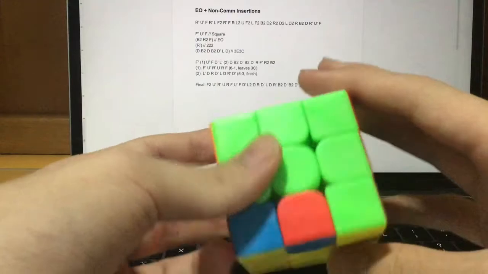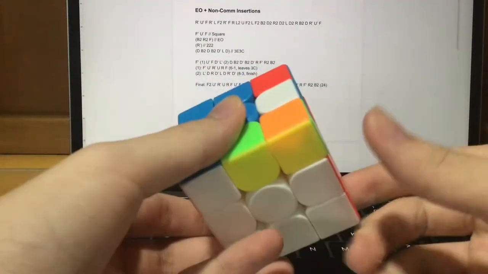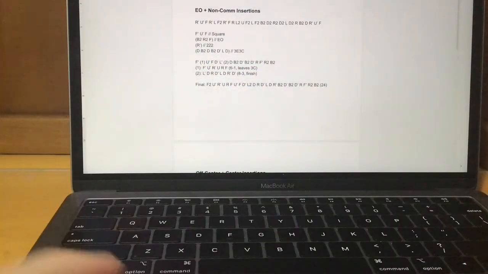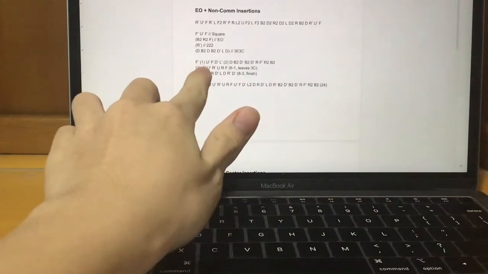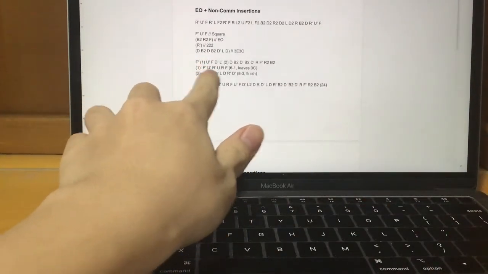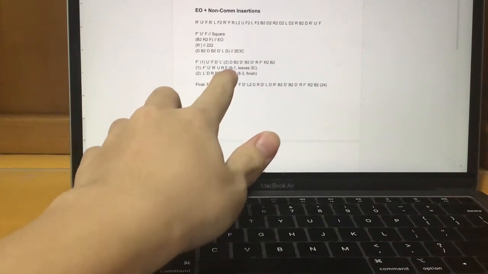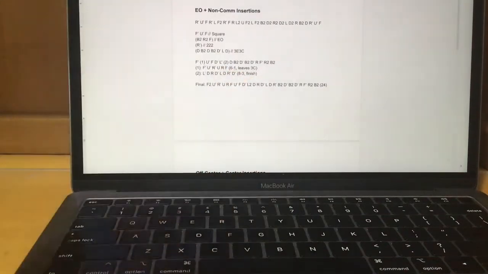Then 3 moves away is a skeleton to 3E, 3C by inserting this here, connecting that block, then like this. This is why you should use NISS, because at this spot I inserted an alg, not a commutator, that leaves 3c in 5 moves.